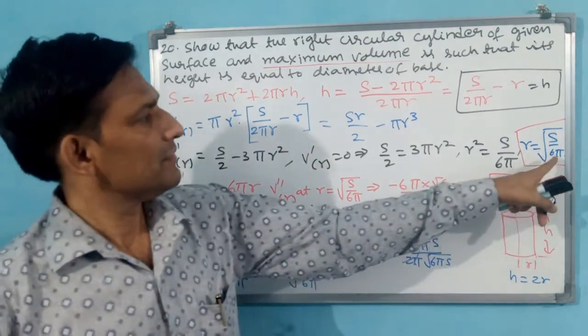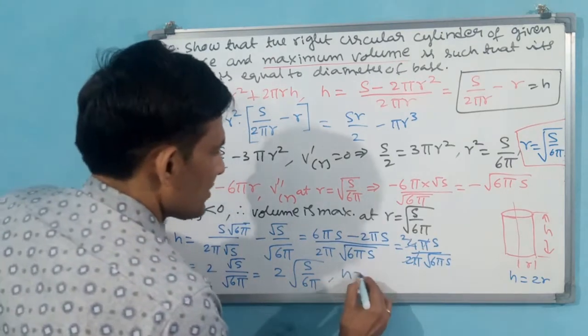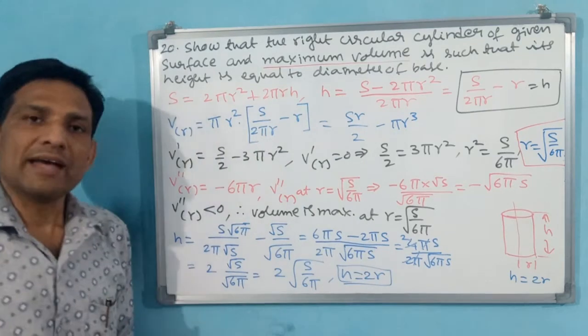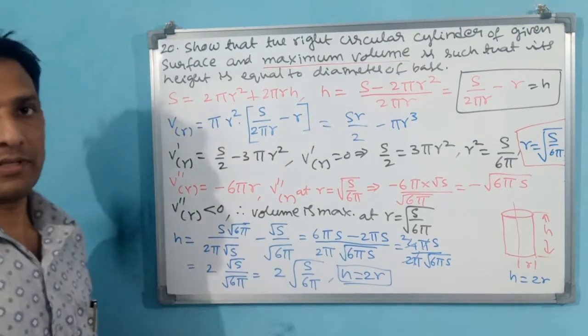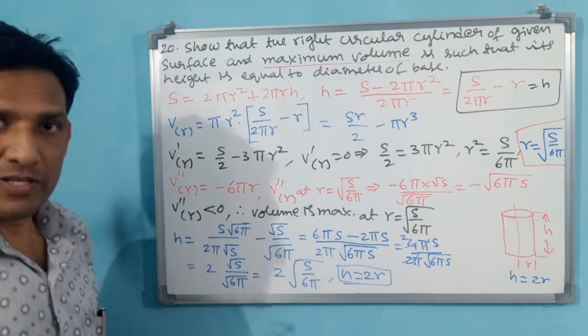What is this? R only. Okay, that means H is equal to 2R. Hence proved. Like that you write and close this question. Okay?